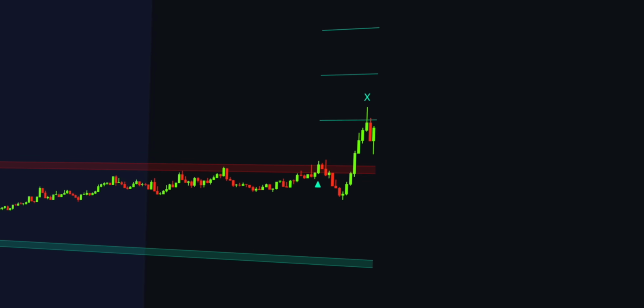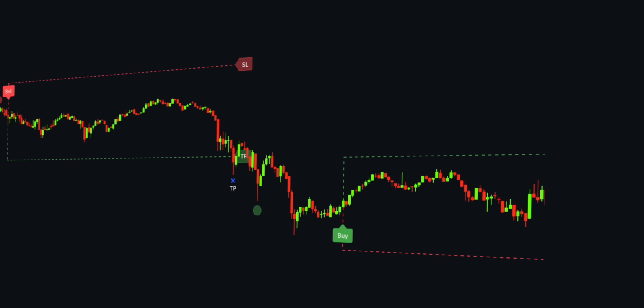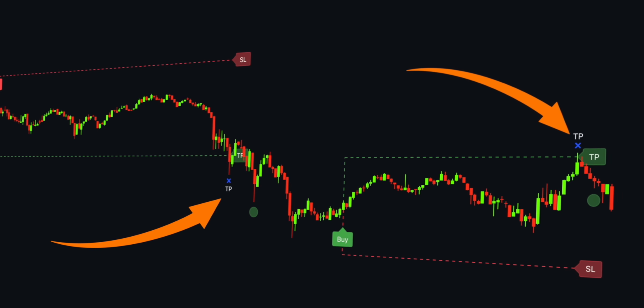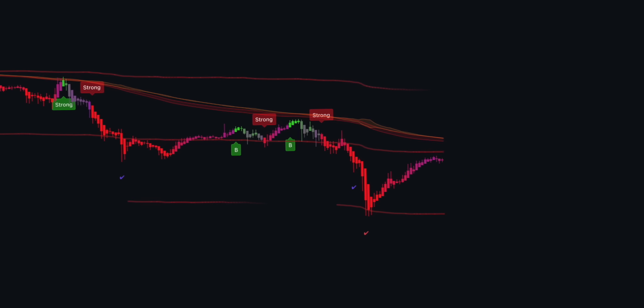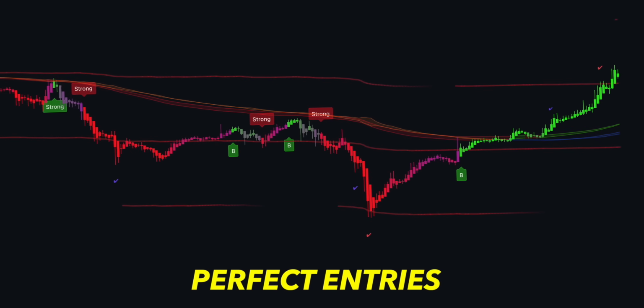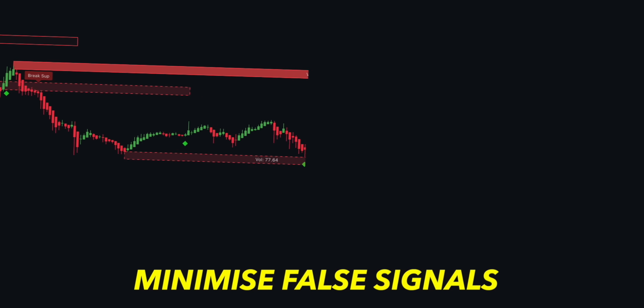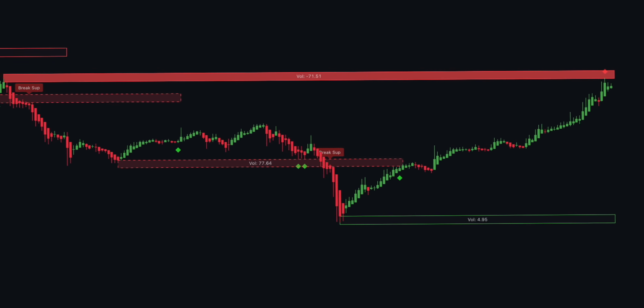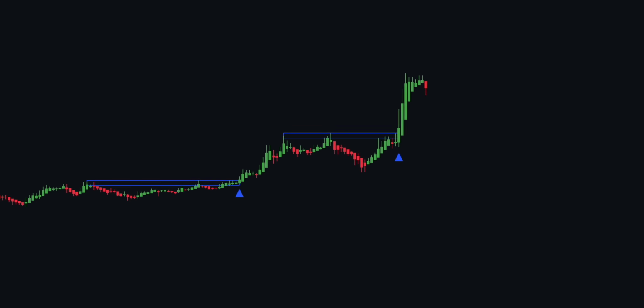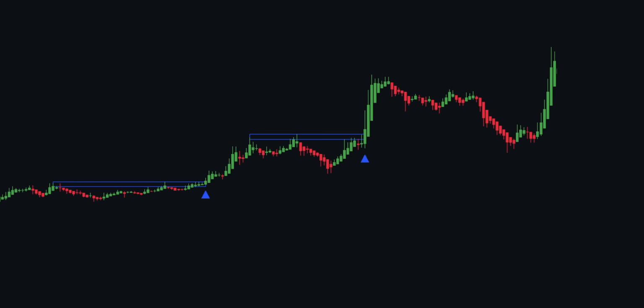Imagine unlocking indicators so powerful, they don't just show you where the market is heading, they predict it with stunning accuracy. In today's video, I'm revealing 8 high-winning rate TradingView indicators that pro traders swear by. These aren't just flashy tools, they're precision weapons designed to catch perfect entries, minimize false signals, and secure big profits. Whether you're a beginner or an expert trader, these indicators could be your secret edge to consistently beating the markets.